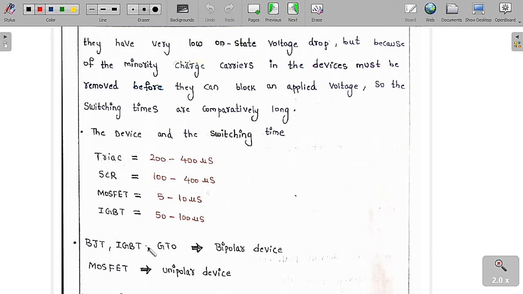Already told you, BJT, IGBT, and GTO, and also the triac and the thyristors, all these are bipolar devices because they are made of PN diodes, whereas the MOSFET is a unipolar device.